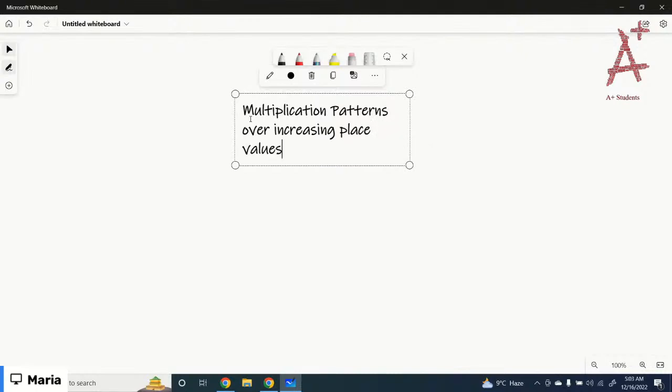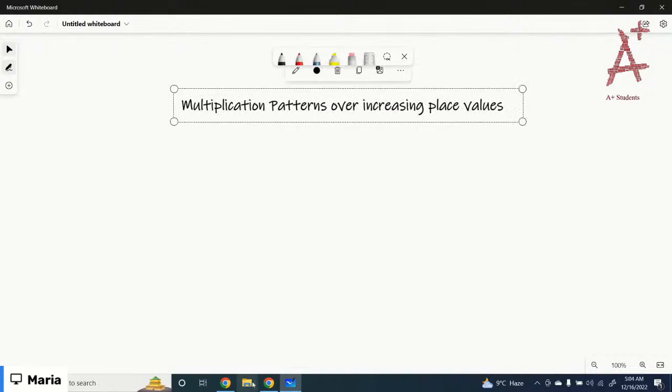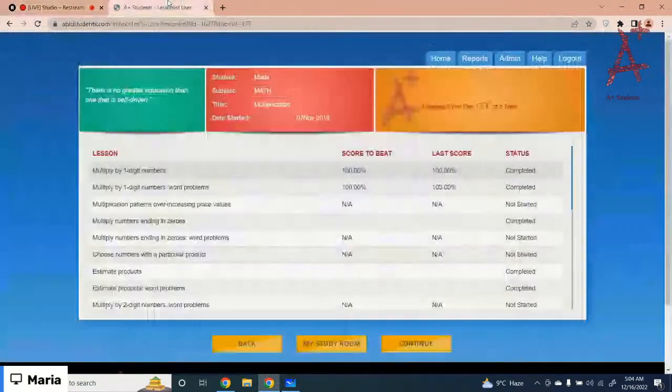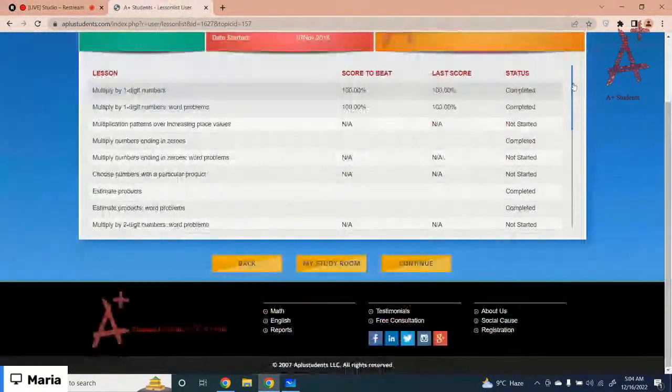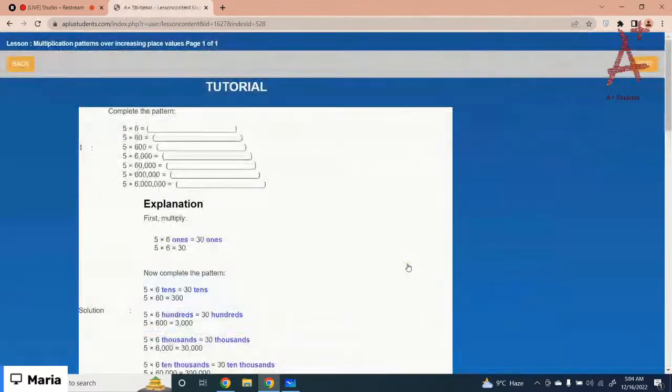Okay, let's start with the first lesson. Multiplication patterns over increasing place value. Please make sure you have your notebook and pencil so that you can note down the important examples and definitions as well. Got it? Here is the lesson name. I'm on grade 5 maths. The chapter name is multiplication, and here is the lesson I'm going to start with.